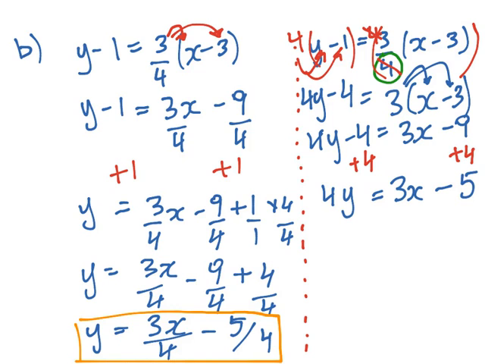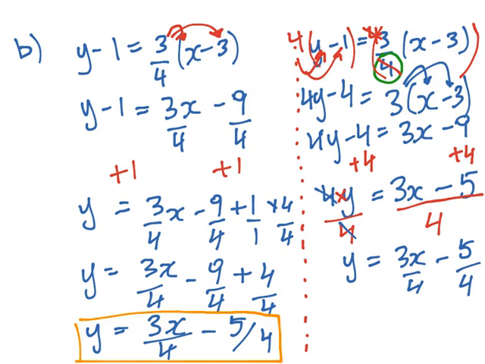The last thing we have to do is, knowing that there is a multiplication sign between 4 and y, we have to divide, do the opposite, by 4 on both sides of the equation. If we do that, the 4's will cancel, and we'll have y on the left-hand side. On the right-hand side, we have 3x over 4 and negative 5 over 4. Notice that the answers are exactly the same, but the procedure is a little bit different. So this is the slope-intercept form.